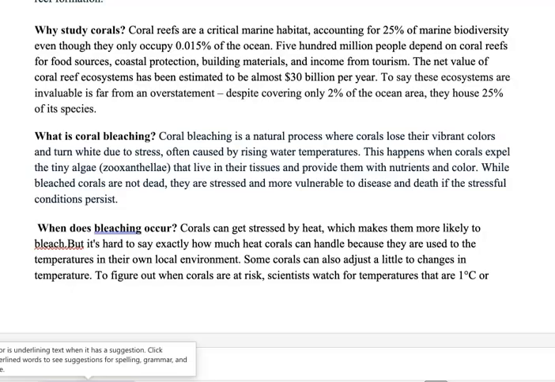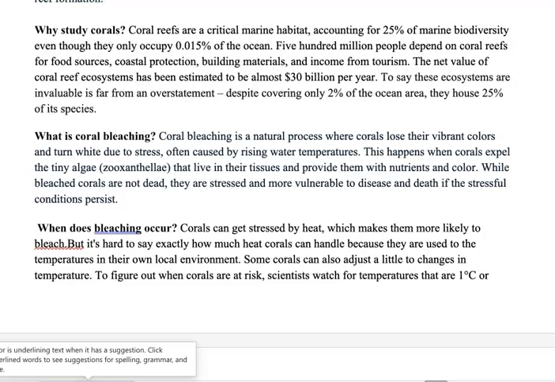So coral bleaching is a natural process where corals lose their vibrant colors and turn white due to stress, and this is often caused by rising water temperatures. This happens when corals expel the tiny algae, called zooxanthellae, that live in their tissues and provide them with the nutrients and color.